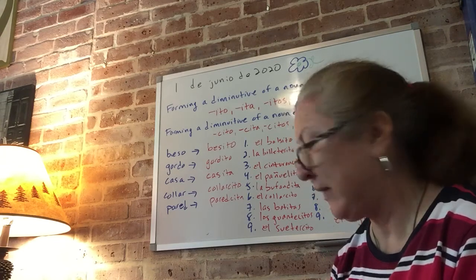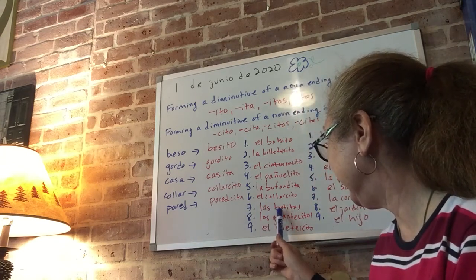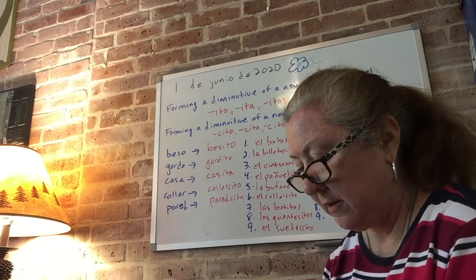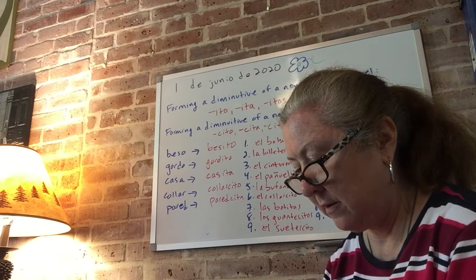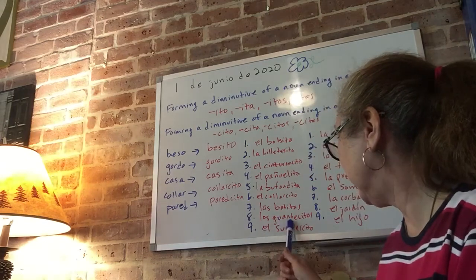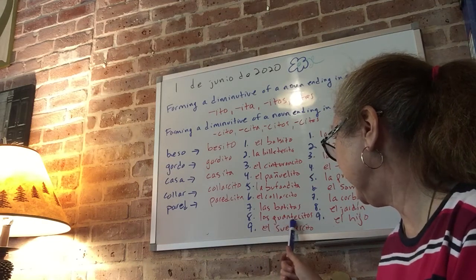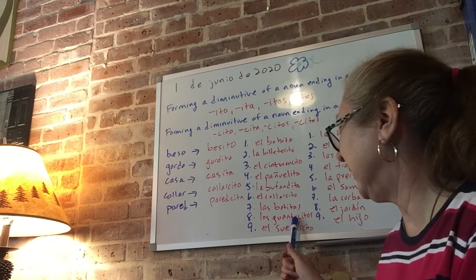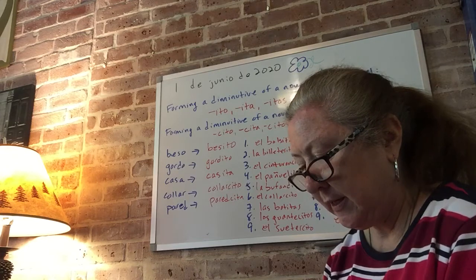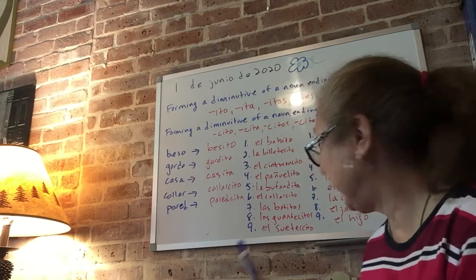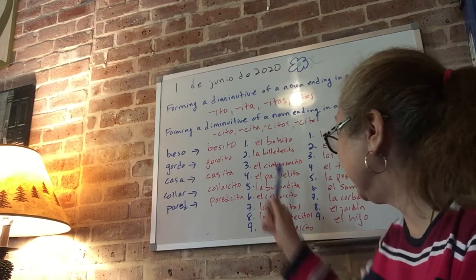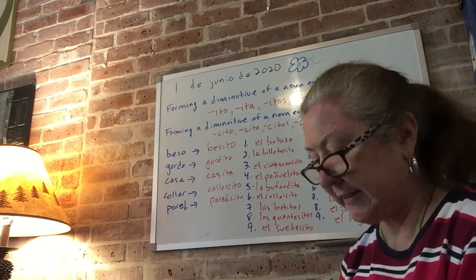Las botas become las botitas. Las botitas. Los guantes become los guantecitos. Los guantecitos. Because it doesn't end in an O or an A, so it becomes citos. Los guantecitos. And el suéter becomes el suétercito. El suétercito. It's masculine, ends in a consonant, and so the ending is going to be cito. El suétercito.